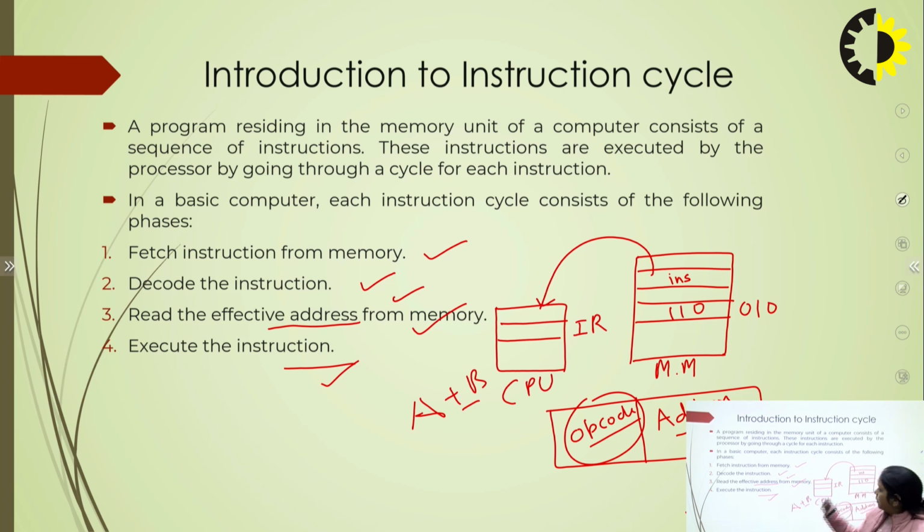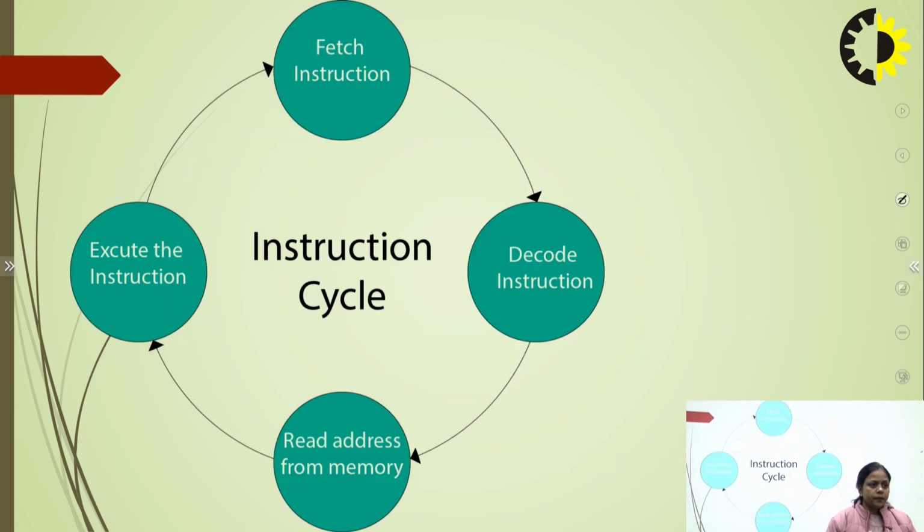When we complete the execution of a particular instruction, one instruction cycle is completed and the next instruction cycle will start for the new instruction. All these phases will be passed through by each and every instruction. That's why it is known as an instruction cycle. First is fetch instruction, then decode instruction, then read the effective address from the memory, and the last one is execute instruction. This cycle is repeated for each and every instruction in the program. Fine.